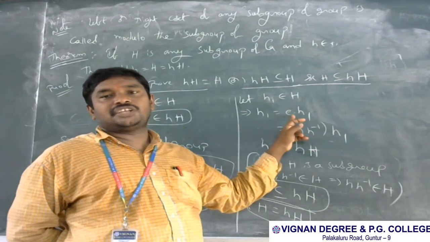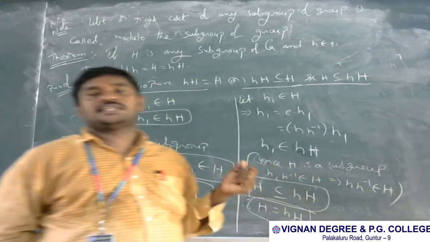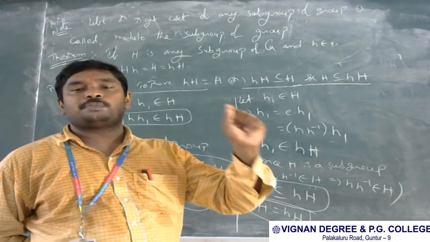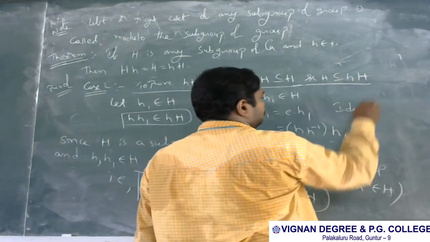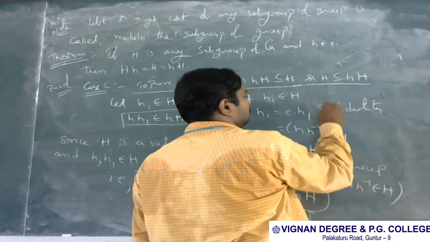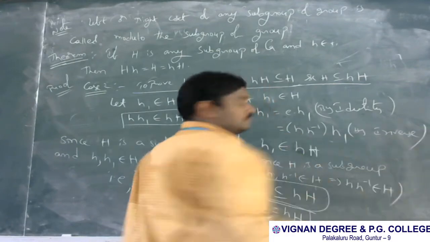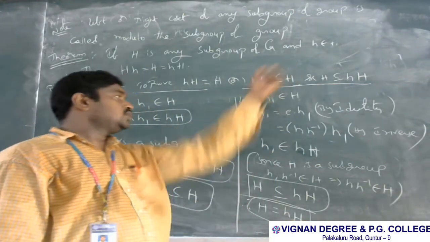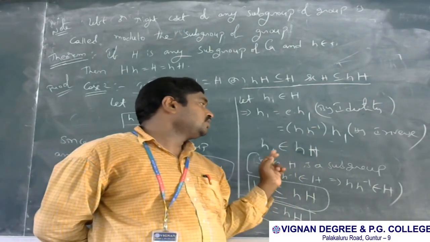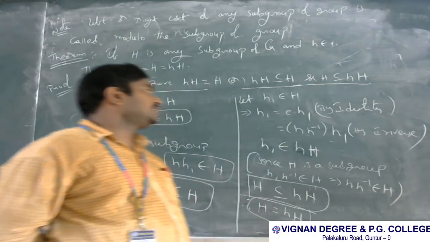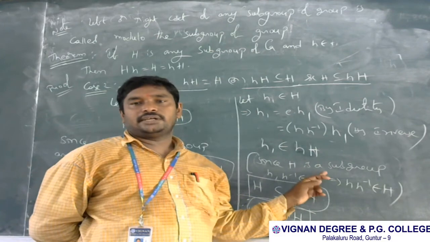So E into h1. Okay, I am writing h into h inverse instead of E. Why can you write h into h inverse instead of E? Because by using the inverse property. This is the identity property. This is the inverse property. By identity law, by inverse law. So small h1 into h inverse belongs to capital H, as you can write. So it belongs to small h into capital H. Okay friends, so small h1 belongs to small h into capital H.